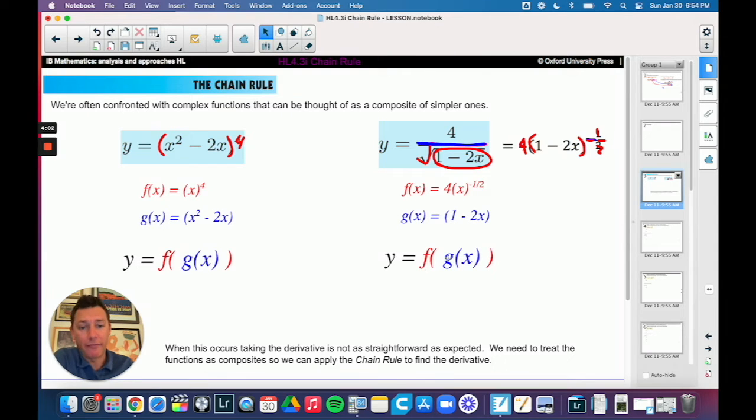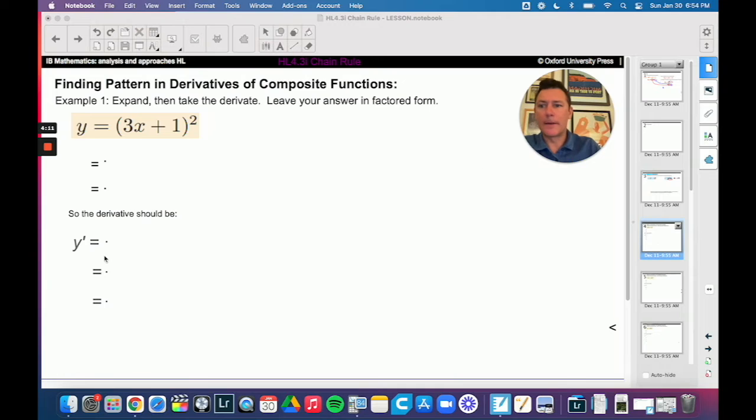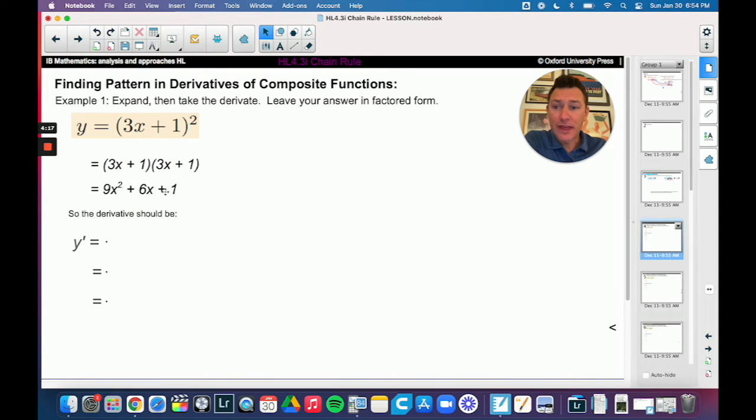And what we have is f of g of x, composite functions, right? It's all blending back together. So that's what we're going to mess with a little bit. Let's check this out. If we expanded this, you don't have to do that because it's annoying, but you could. There's that, and then if you took the derivative, you'd get 18 and a 6, right?